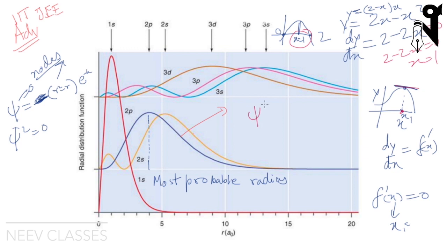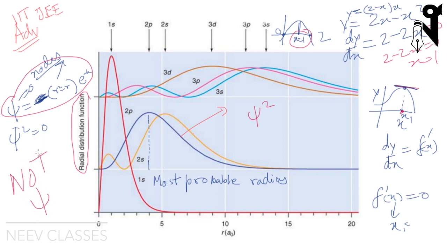First you should know the psi square function to get the actual probability. It has to be the radial distribution function, not the wave function. Wave function differentiation is not going to help you, because for the wave function, like 1s, the distribution goes like this. It has no slope over there. It will not fit in, as I have explained earlier.